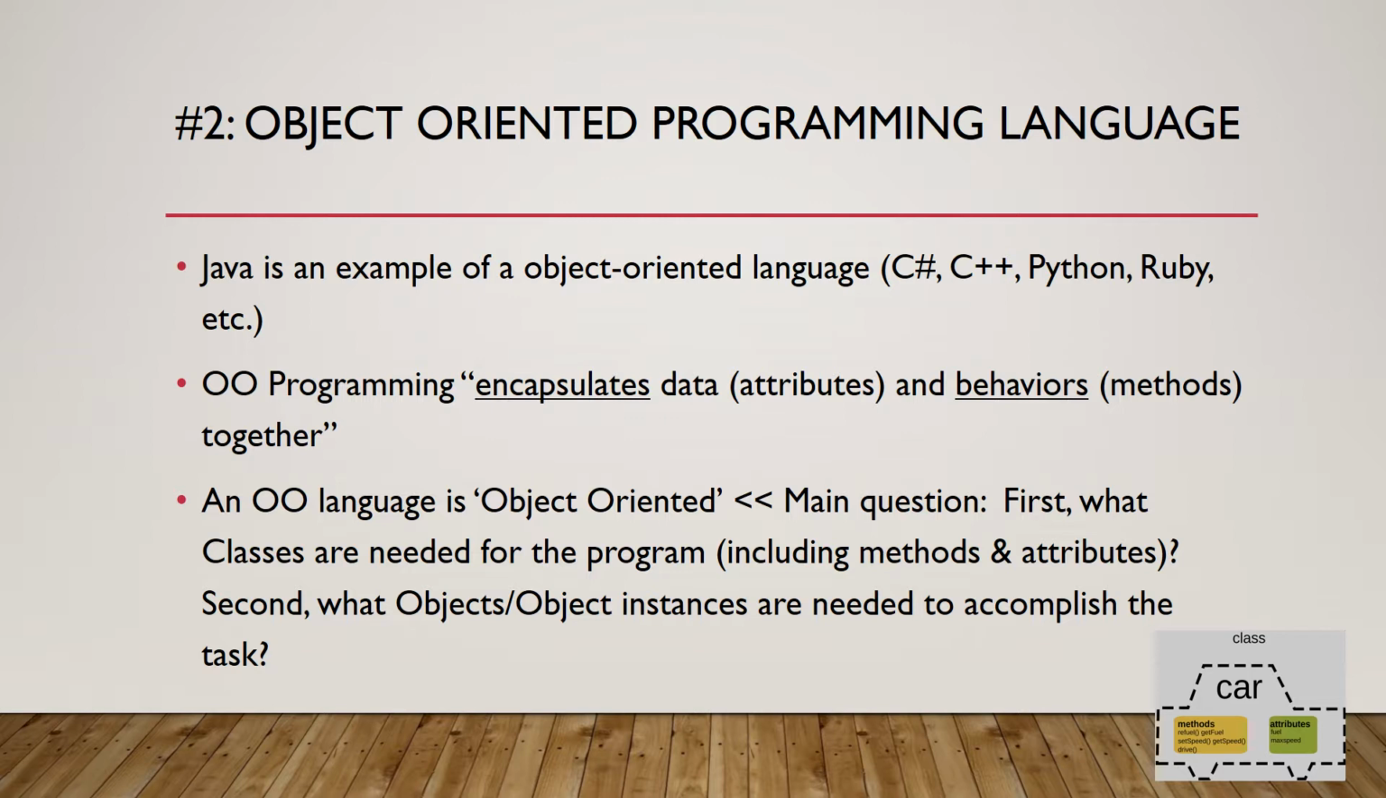Now Java is an example of an object-oriented language. We also have C#, C++, Python, and Ruby. OO programming encapsulates data, which is attributes, and behavior, which is methods, together. An OO language is object-oriented, and the main question is, first, what classes are needed for the program, including methods and attributes? And second, what object instances are needed to accomplish the task?